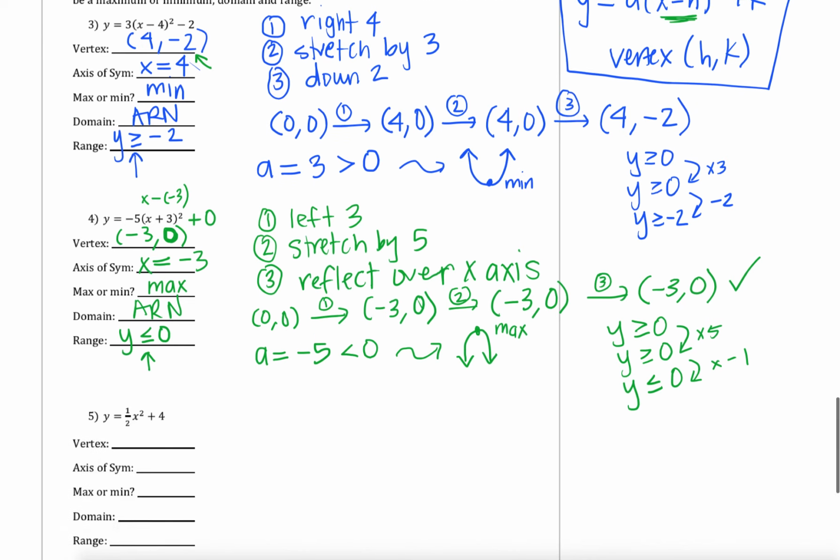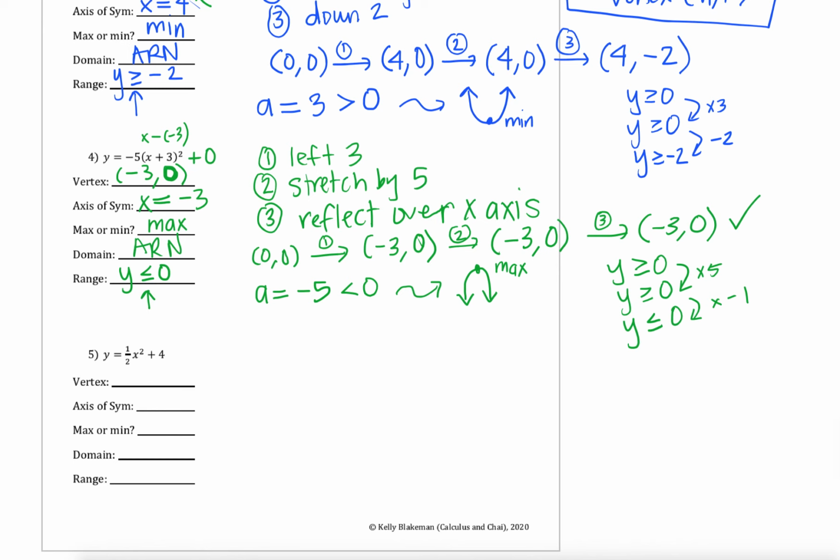Let's look at our last example. So here we have y equals 1/2 times x squared plus 4. I want you guys to pause the video and solve example 5 on your own first, and then we'll check it together. Let's check example 5.